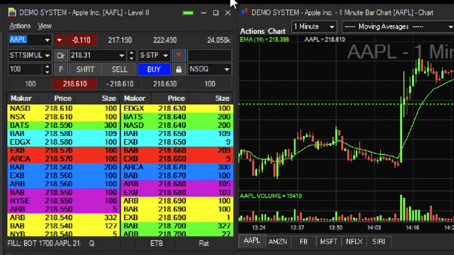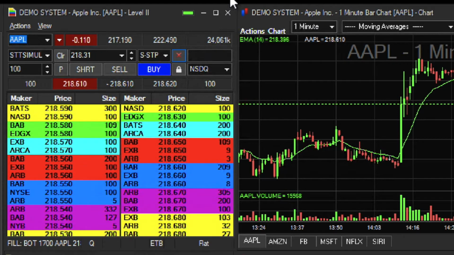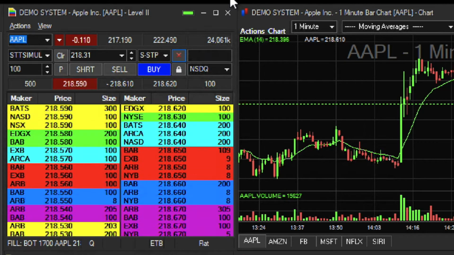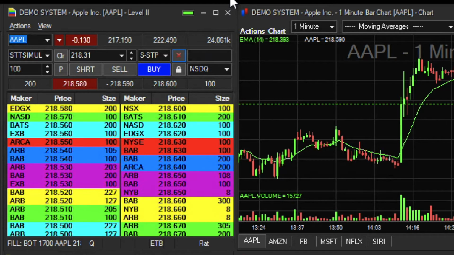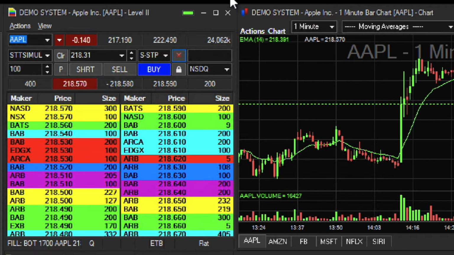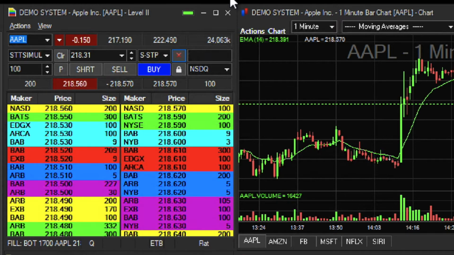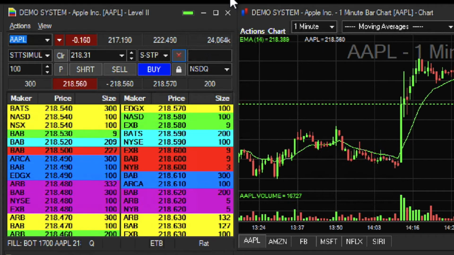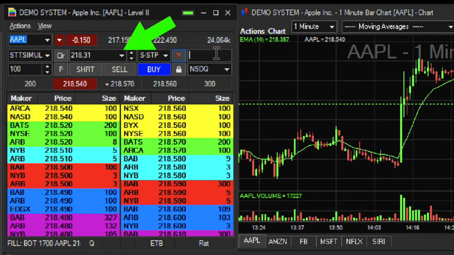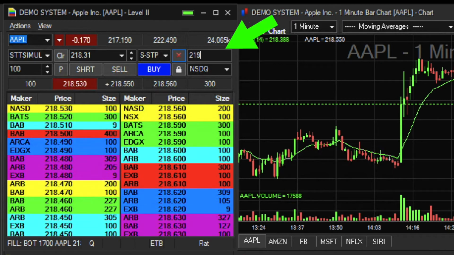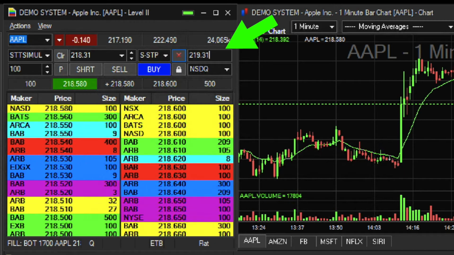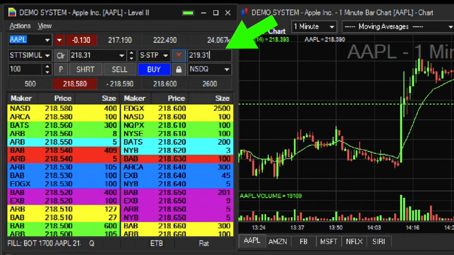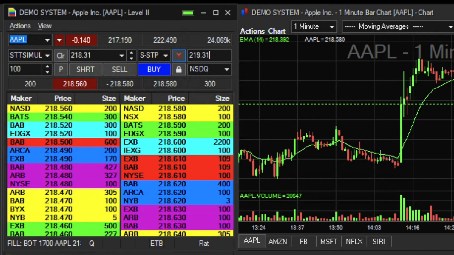Additionally, you can place stop limit orders. The functionality for a stop limit order is the same as a stop market order. However, when the stop is triggered, a limit order is released instead of a market order. To place a stop limit order, you enter two prices: the stop price and the limit price. Once the stop price is reached, the stop limit order becomes a limit order to buy or sell at the limit price or better.